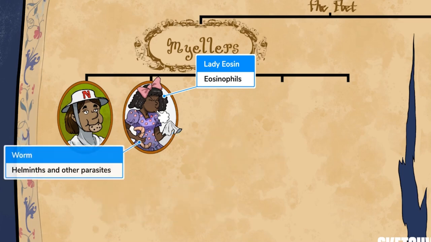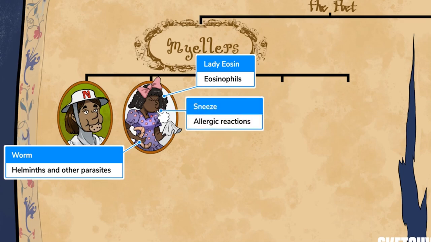And Lady Eosin's wriggly pet worm should help you remember that eosinophils play a major role in defending the body against parasites, things like helminths. This is because eosinophils produce a protein that specifically targets these types of invaders. She's also sneezing to remind you that eosinophils are involved in the process that causes allergic reactions.